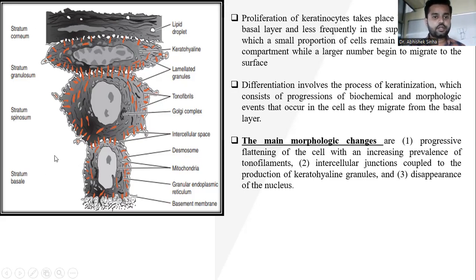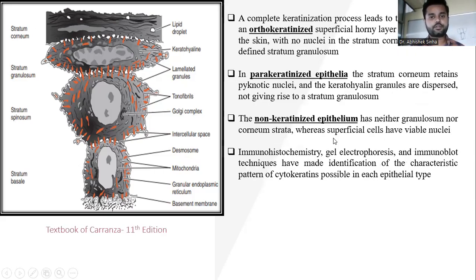Once the cells move, what are the various morphologic changes taking place as they move from the bottom layer to the topmost layer? There is progressive flattening of the cell with increasing prevalence of tonofilaments, intercellular junctions coupled to the production of keratohyaline granules, and disappearance of nucleus.